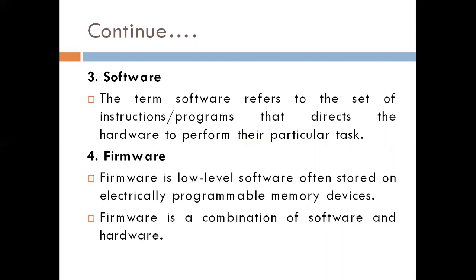Now third is software. The term software refers to a set of instructions or a set of programs that directs the hardware to perform its particular or specific task. Fourth, the firmware. Firmware is low-level software often stored on an electrically programmable memory device. It is also a combination of hardware and software.